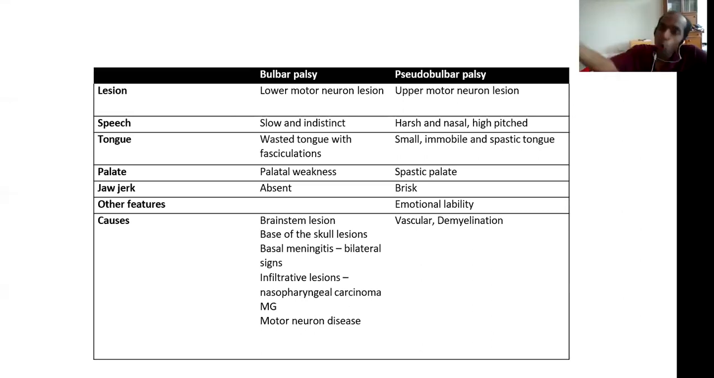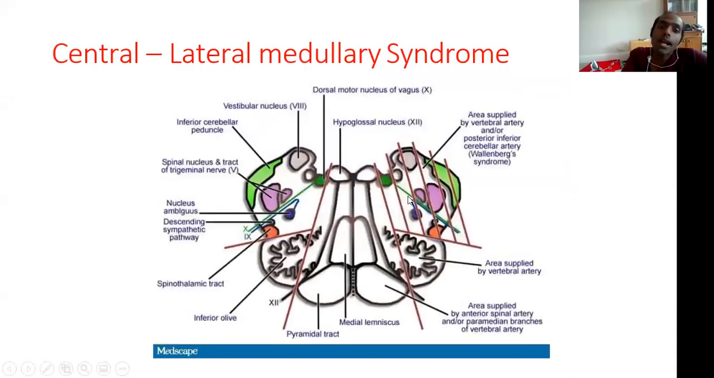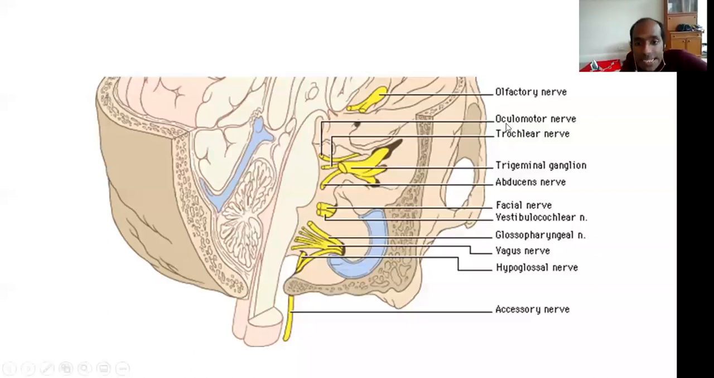If you get a lower motor neuron lesion of these cranial nerves, you get something called bulbar palsy. And there you have wasting of the tongue, fasciculations of the tongue, palatal weakness, and an absent jaw reflex. Okay? And to be very simple, the lesion could be in the medulla, for example, something like lateral medullary syndrome, extending right up to the exit point from the skull base.